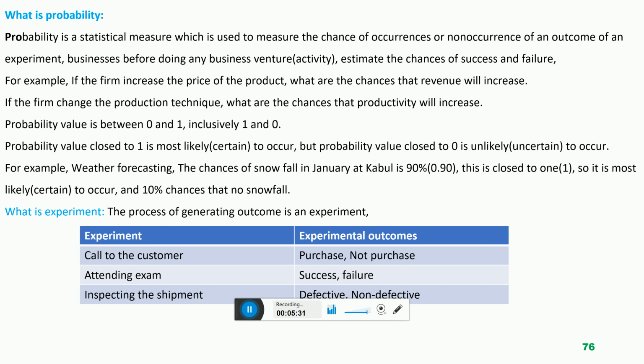And if the probability value is close to 0, this represents an uncertain situation, the most chances that the event will not occur. For example, if 90% are the chances of snowfall, then only 10% are the chances that the event will not happen. So when the probability value is close to 0, the event is unlikely to occur.